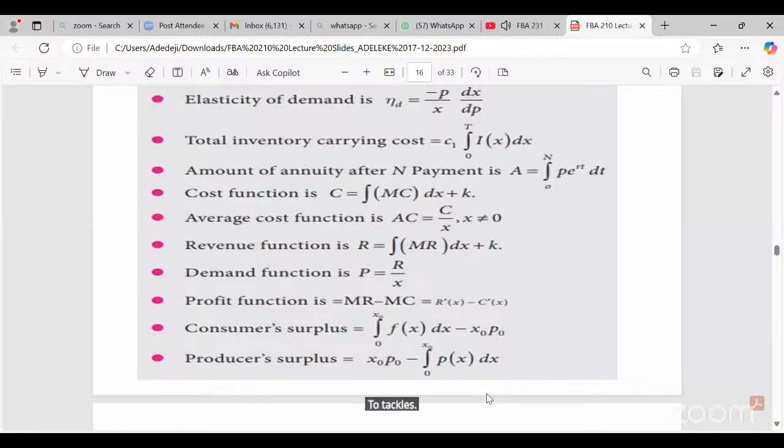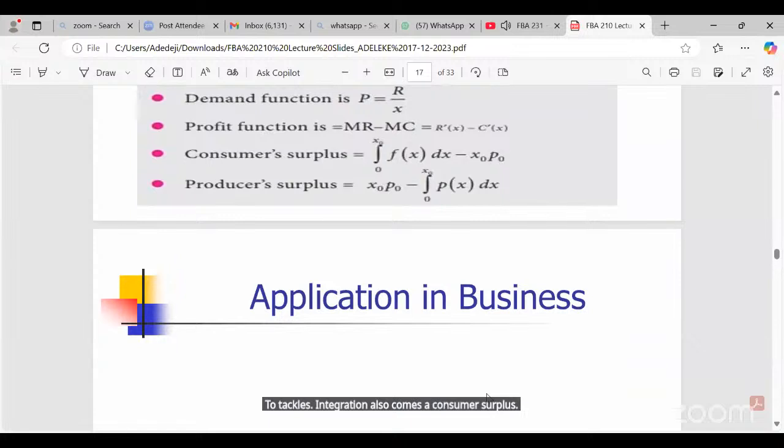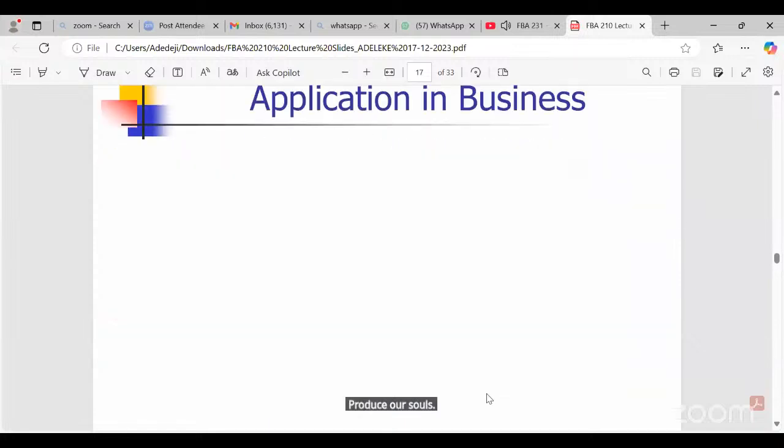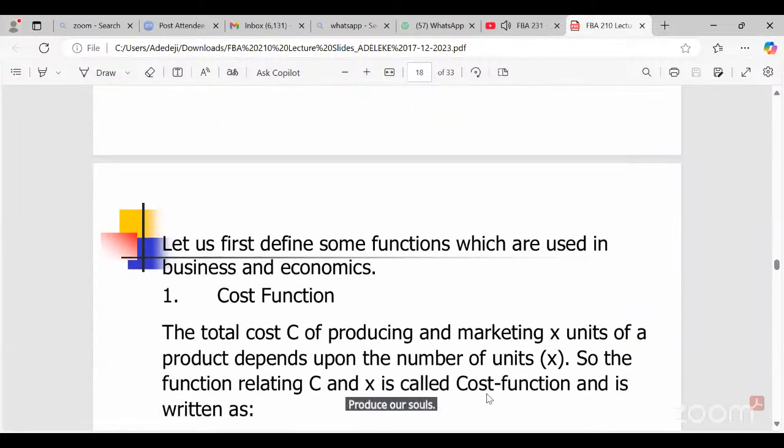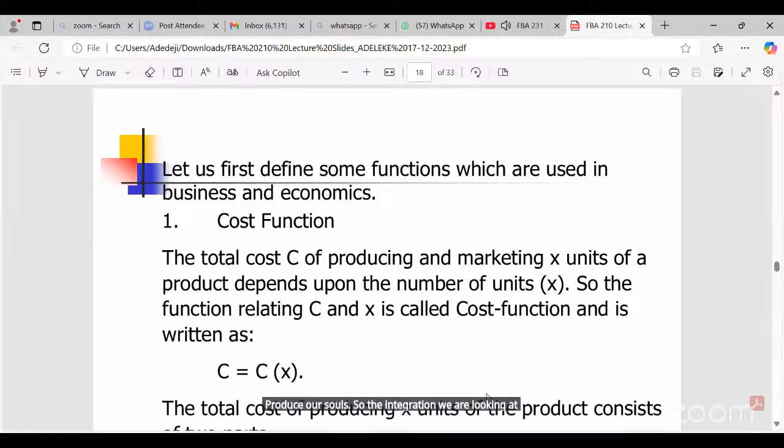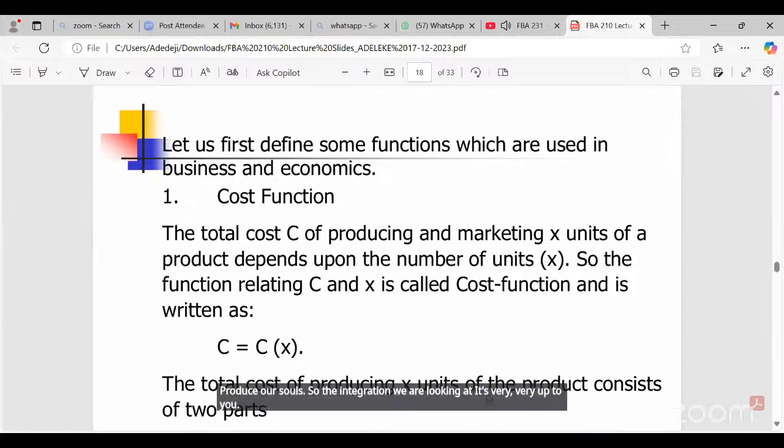Integration also comes in consumer surplus and producer surplus. So the integration that you're looking at is very, very applicable.